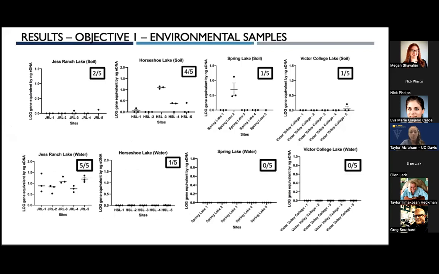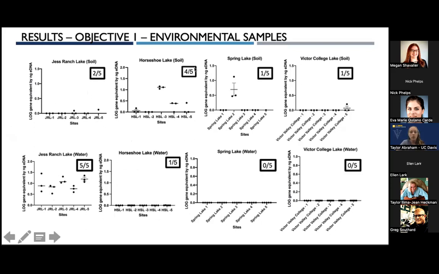For environmental samples, all 4 lakes did test positive for Lactococcus species in our soil samples, while only 2 of the 4 lakes tested positive in the water samples through qPCR. So as you can see here, Jess Ranch had the highest prevalence rate of Lactococcus species in the water with 100% detection, and then 2 out of the 5 testing positive in the soil samples.